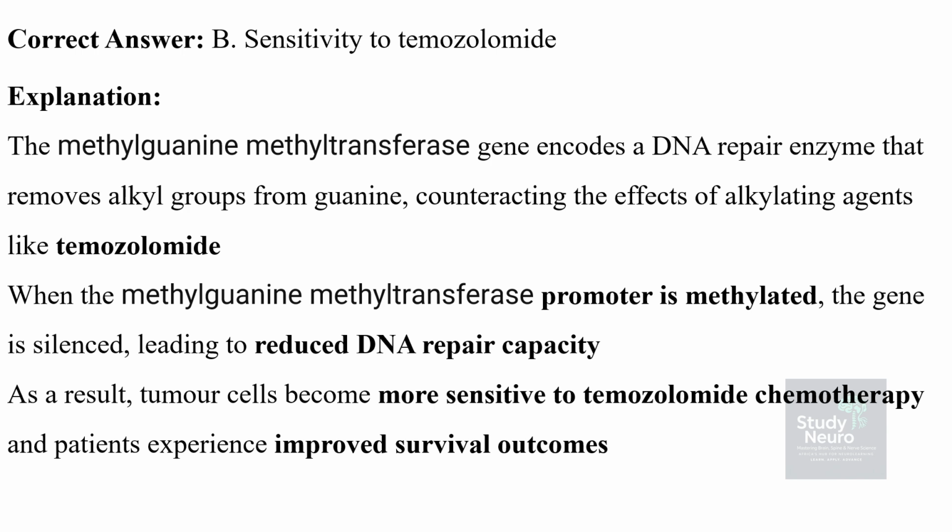The methylguanine methyltransferase gene normally repairs DNA damage caused by chemotherapy. But when its promoter is methylated, this repair function is silenced, allowing temozolomide to work more effectively. That's why methylguanine methyltransferase promoter methylation is considered a favorable prognostic marker in glioblastoma.